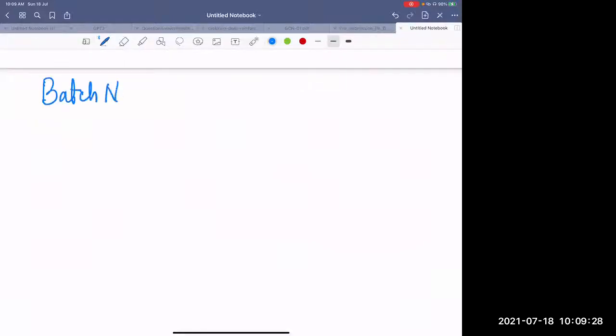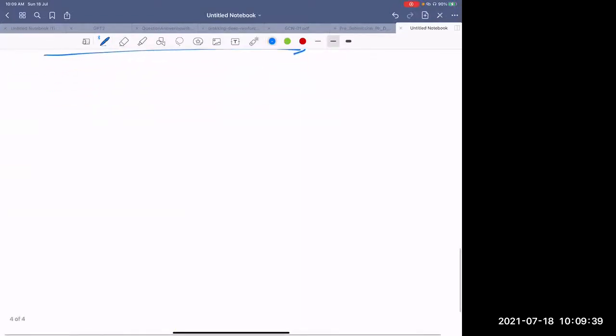Batch normalization and layer normalization. I'll just give you the basic difference between them and exactly how it's being implemented.